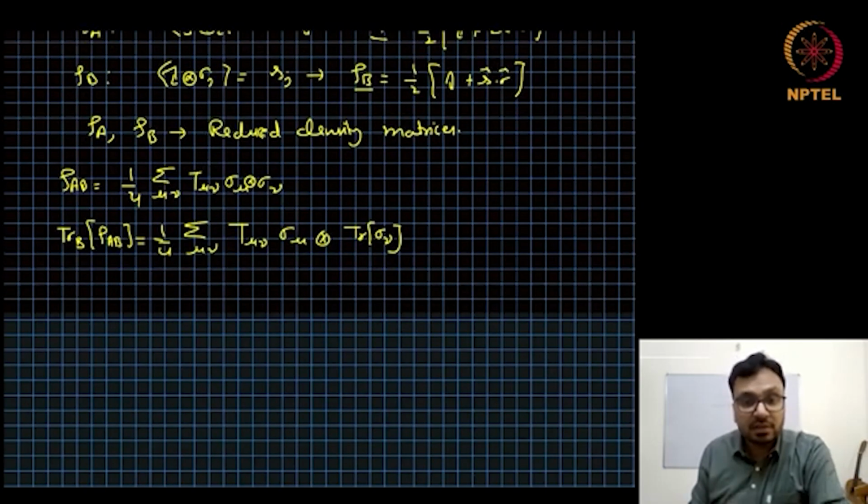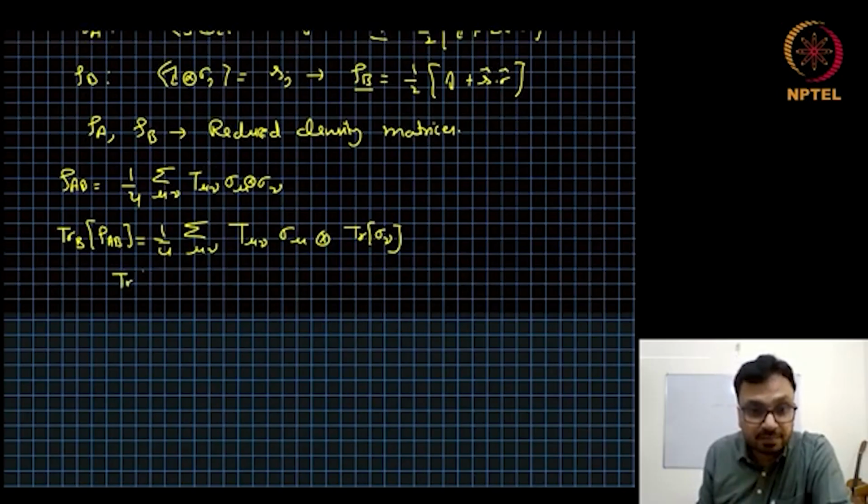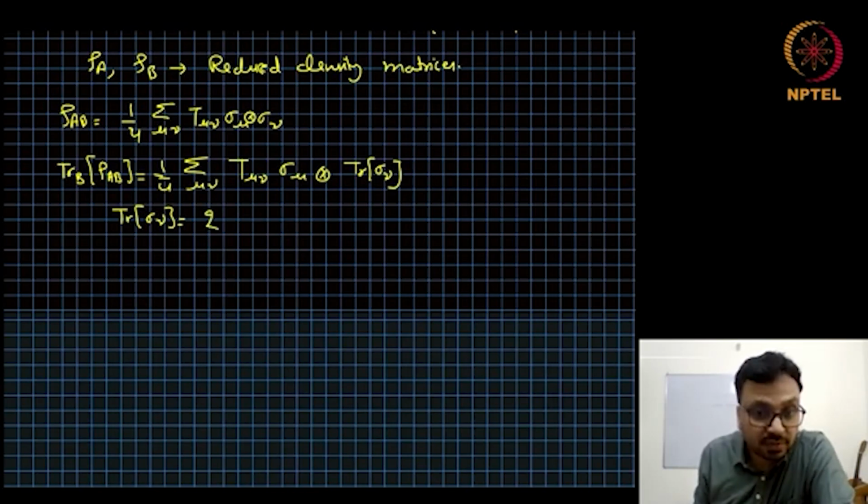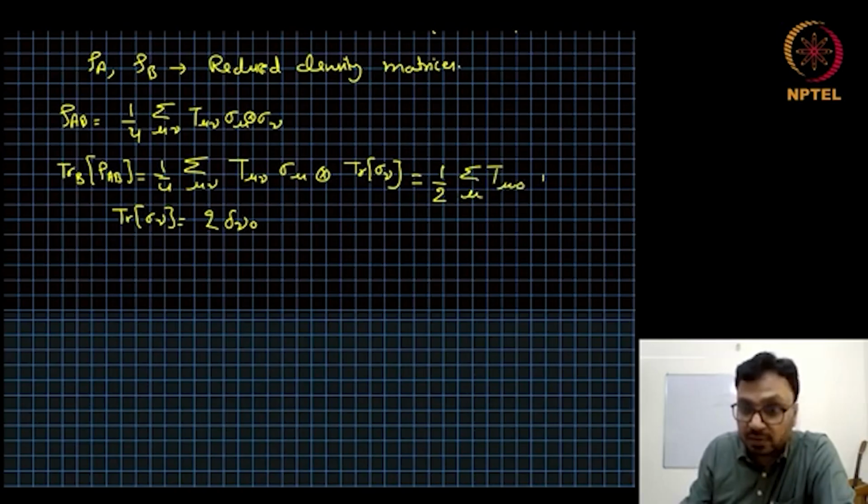Now, trace of σ_ν: if ν is 0, meaning we have σ_0, then the trace is 2. If ν is not 0, then the trace is 0. So it will be 2 times delta ν0. Then we take the sum over ν, and wherever ν equals 0 survives and everything else goes to 0. The factor 2 cancels, so we get 1/2 sum over μ, T_μ0 σ_μ.